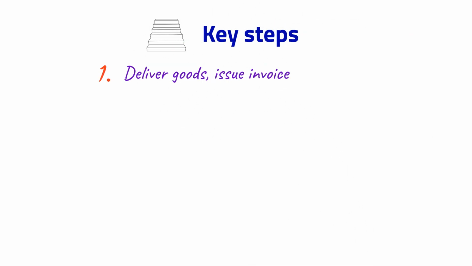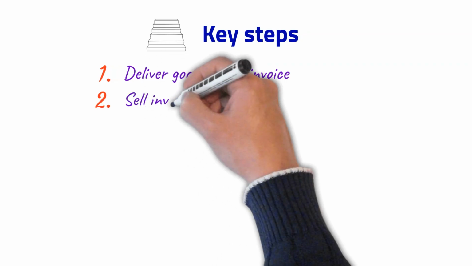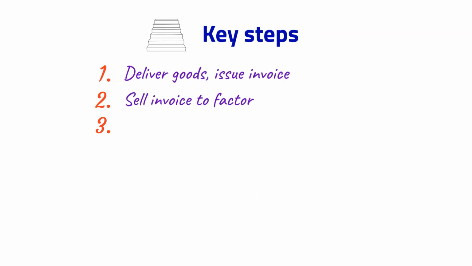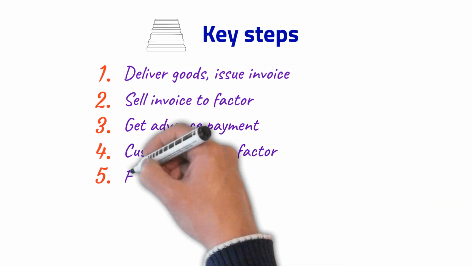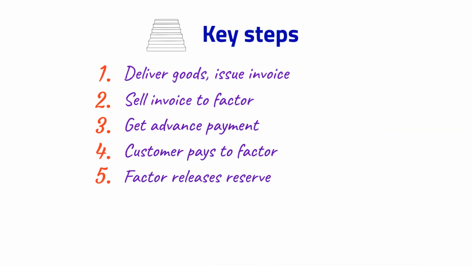Typical steps for factoring include: 1. You deliver goods and issue an invoice. 2. You sell the invoice to the factor. 3. The factor advances cash, for example 80%, and keeps a reserve. 4. The factor collects from the customer. 5. The factor releases the reserve minus fees.